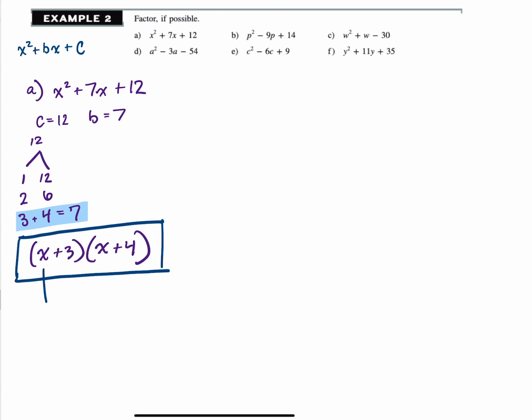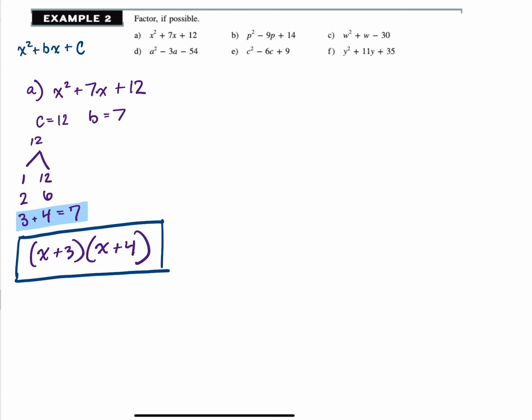And we can check by foiling this out. Let's try at least with this first one. The first terms is x times x, so we get x squared. Then the outer terms is x times 4, so plus 4x. Middle terms is 3 times x, and then 3 times 4 is 12. And then notice these middle terms will add up to 7x. So x squared plus 7x plus 12, which was our original statement here. So you can always double check your work by multiplying through.